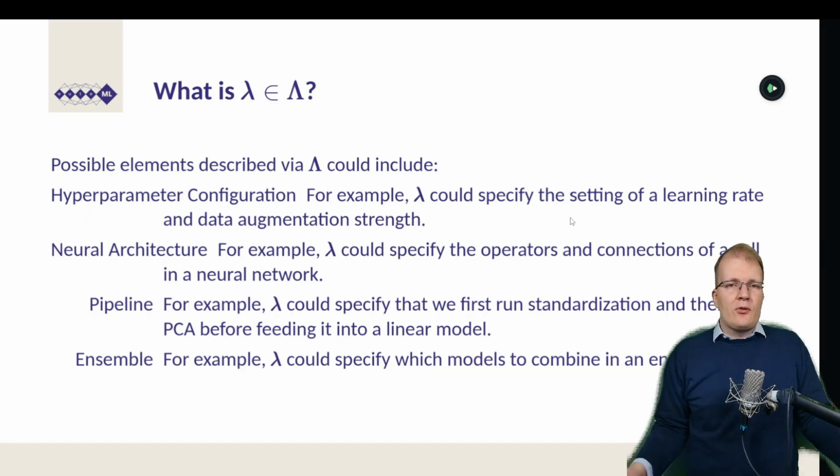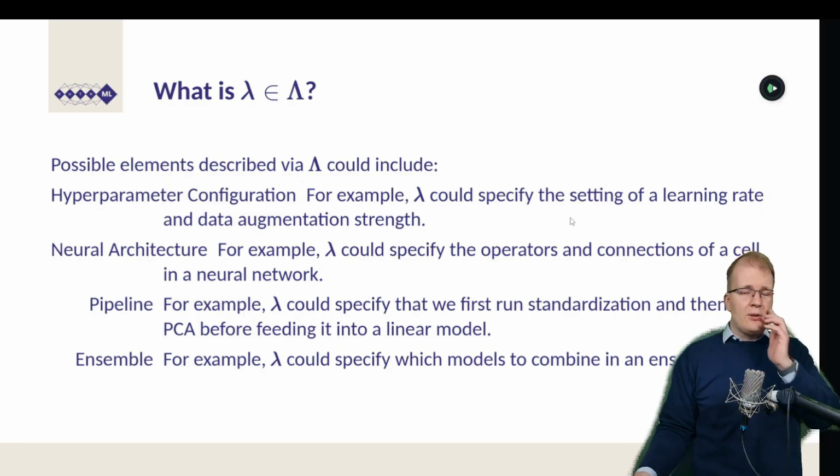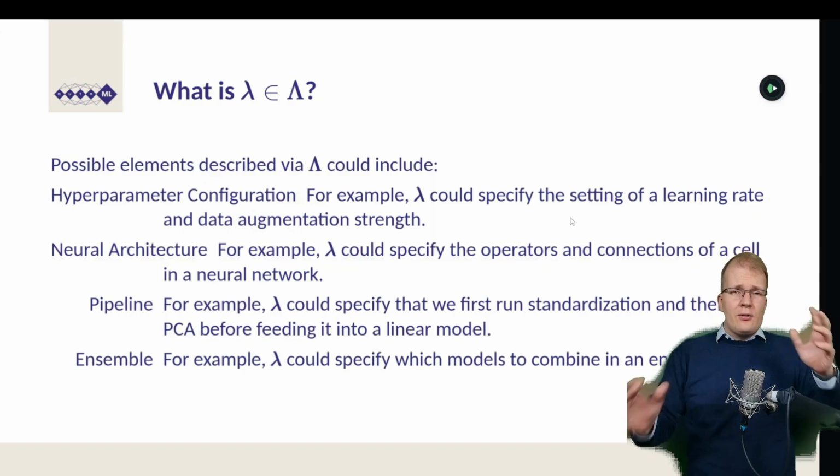What can be described with our configuration space? Actually quite a lot. We can talk about hyperparameters. For example, our lambda could specify the setting of the learning rate and data augmentation strength, but it could also define the architecture itself. For example, what kind of operators or connections of its cell in a neural network is often done. We can also talk about entire pipelines.